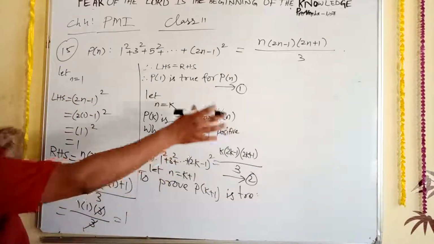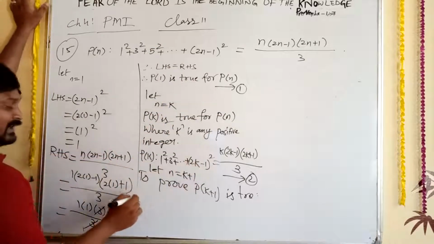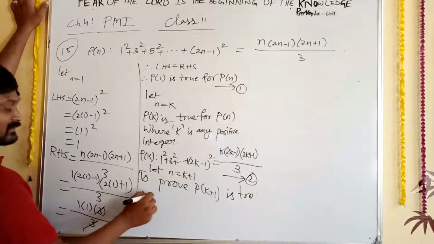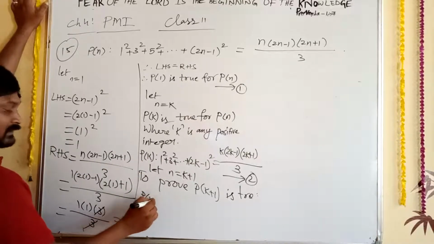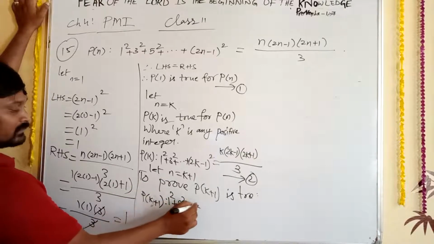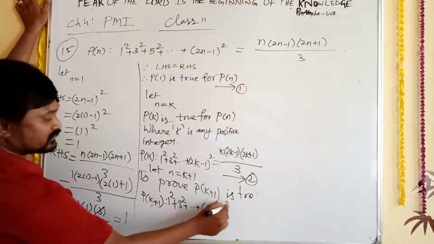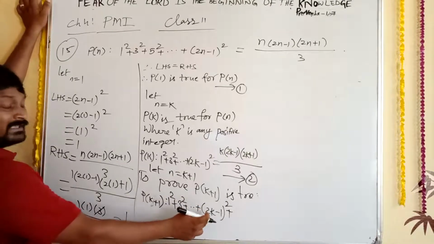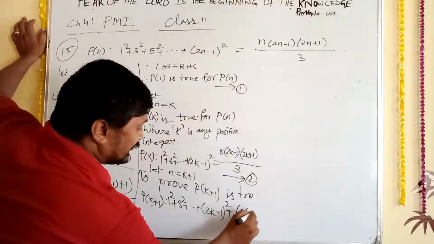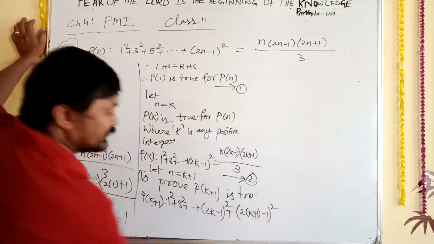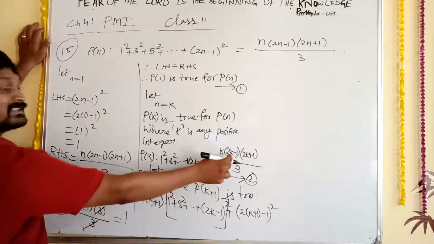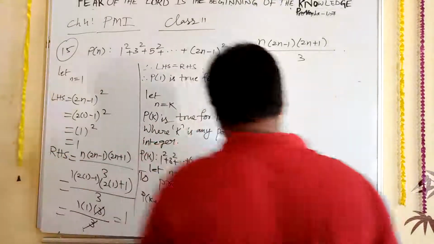To prove P of k plus 1 is true, what I need to do? I need to take the complete step and one step needs to be increased, meaning one term needs to be increased. So P of k plus 1 is such that 1 square plus 3 square plus and so on plus (2k minus 1) whole square plus one more term, wherever k is there, k plus 1. So now we can write 2 into (k plus 1 minus 1) whole square. Now you already know the value up to here, so substitute that value and get your answer.